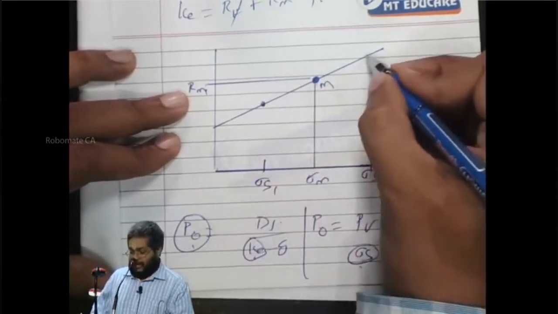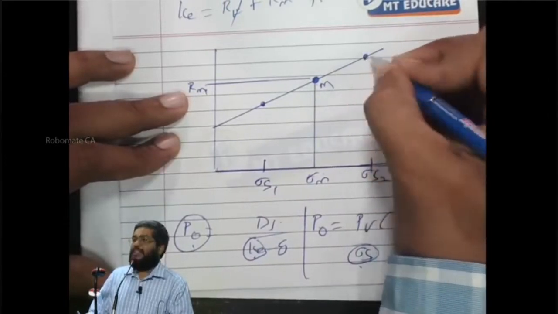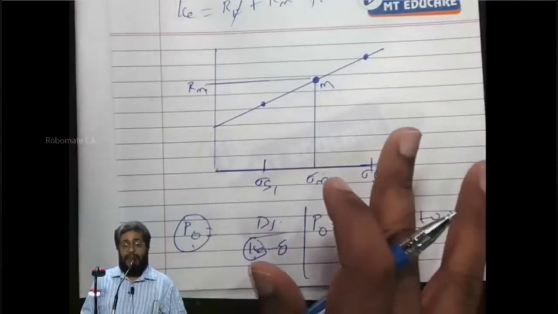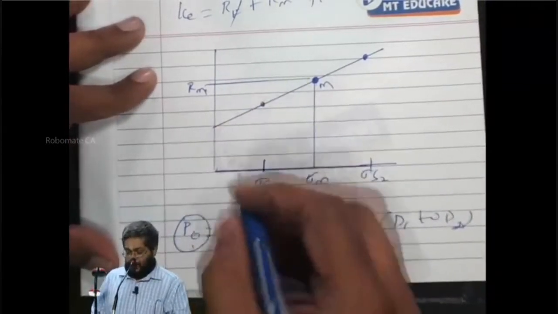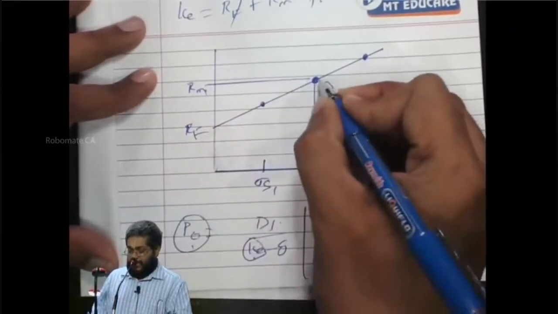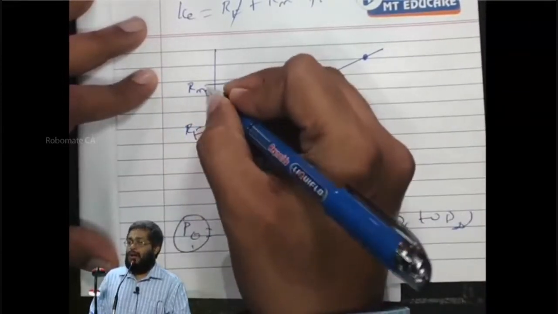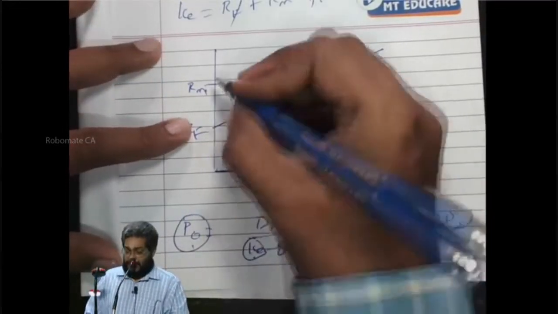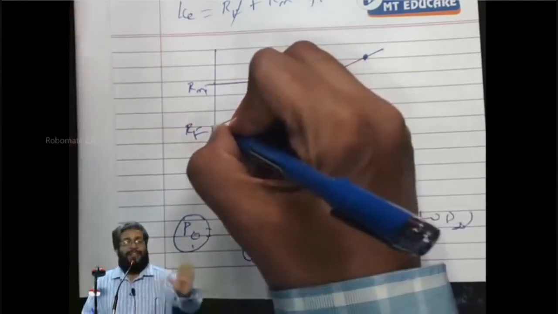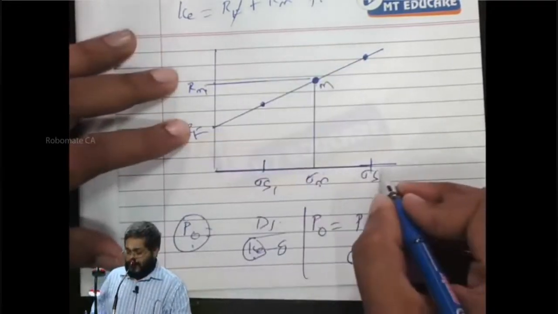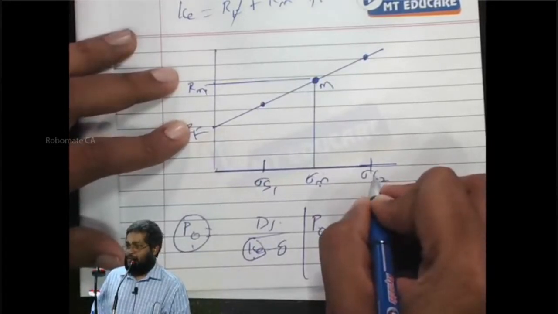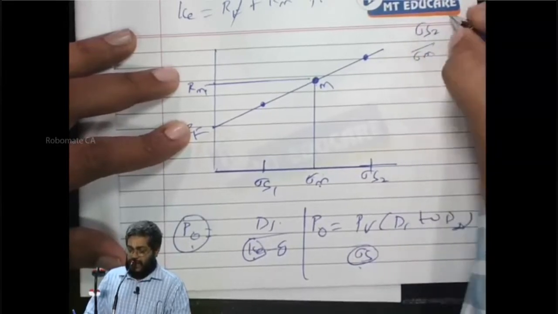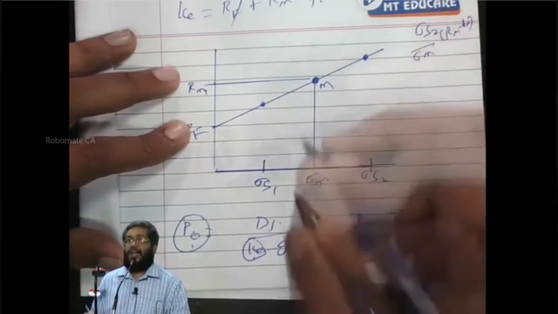Yes or no? Here I will be asking: more return or less return? I fall in this particular line. Respond yes or no. So what CML says, listen here, is that for investing in M, the premium I want is RM minus RF, for a sigma M risk. For sigma S2 risk, the premium I want is sigma S2 divided by sigma M into RM minus RF. Everybody follow?